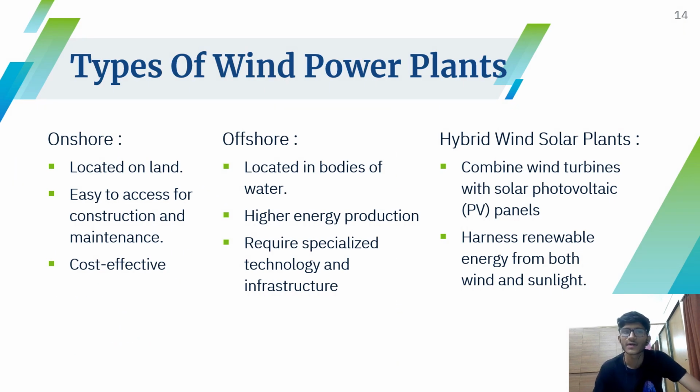Now we'll look at the types of wind power plants. First type is the onshore wind power plant. These are located on land and are easy to access for construction and maintenance and are cost effective. Secondly, we have offshore power plants. These are located in bodies of water. They have higher energy production. It also requires specialized technology and infrastructure.